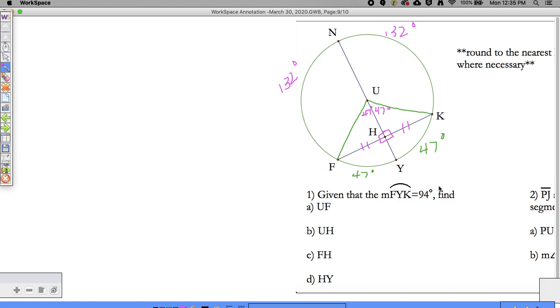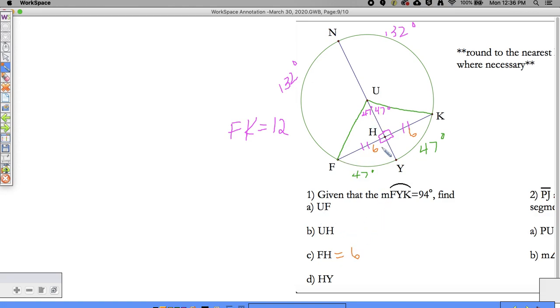So let's say that I told you that FK, right? Because I didn't tell you anything. Let's say that FK is equal to 12, okay? So if FK is equal to 12, that means that each one of these are 6, right? So this is going to be 6, and that is going to be 6. So I know that FH is equal to 6 because it already told me that. So now I got to go find all of my other stuff. I need to find out what UH is, what UF is, and what HY is, okay? This is a nice problem.